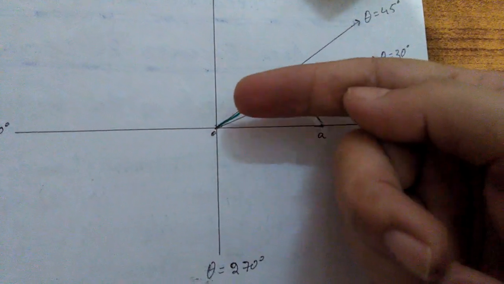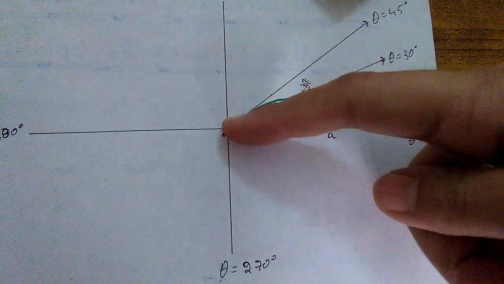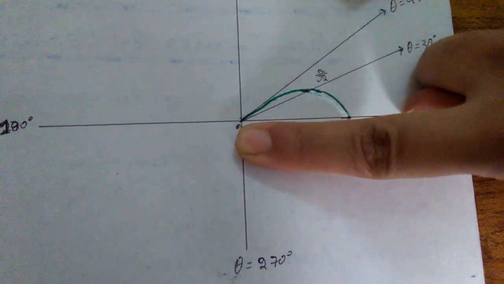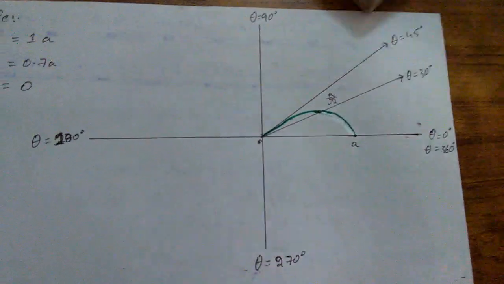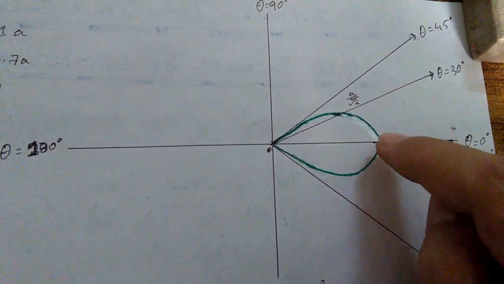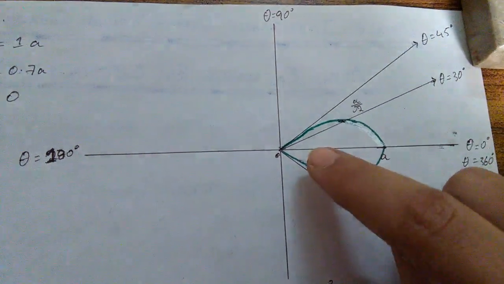Now with respect to its symmetry to the initial line, I will just draw its reflection exactly like this. So I will get one complete half of the lemniscate. That's how it looks like. This is something that I have drawn freehand on the basis of symmetry.